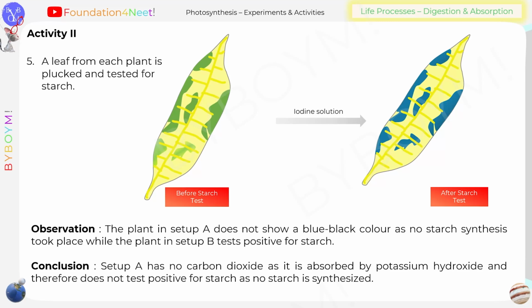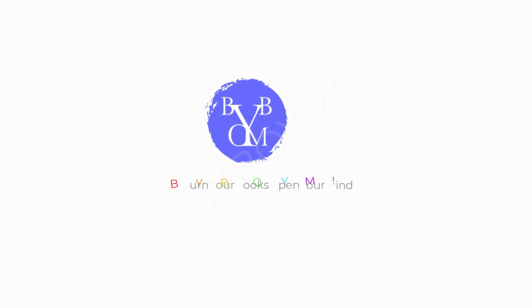While in setup B, since the plant was able to photosynthesize as there was no potassium hydroxide to absorb the carbon dioxide, there was photosynthesis in the case of plant B, and setup B shows bluish black color. So we conclude that setup A has no carbon dioxide, but setup B had carbon dioxide, and carbon dioxide is necessary for photosynthesis.